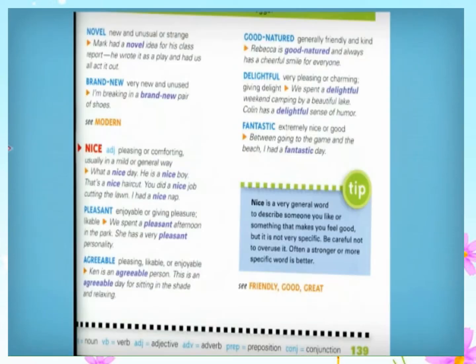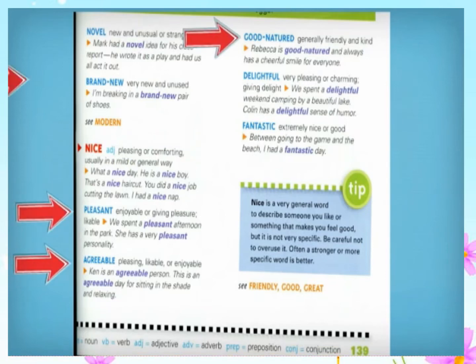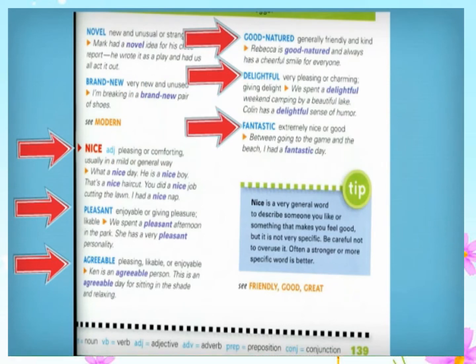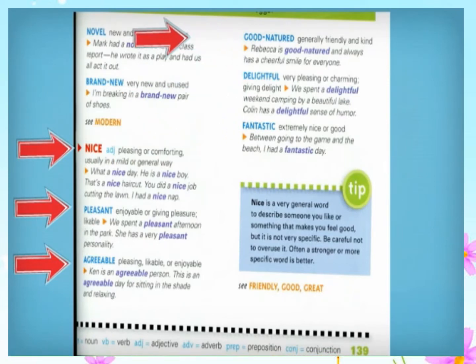Here we have an example entry in a thesaurus. The word we're looking at is nice. It tells you the part of speech, it gives you the definition, and even gives you example sentences. But it also tells you other words, which are the ones in blue: pleasant, agreeable, good-natured, delightful, and fantastic, that you can use in place of the word nice. They are synonyms for the word nice.